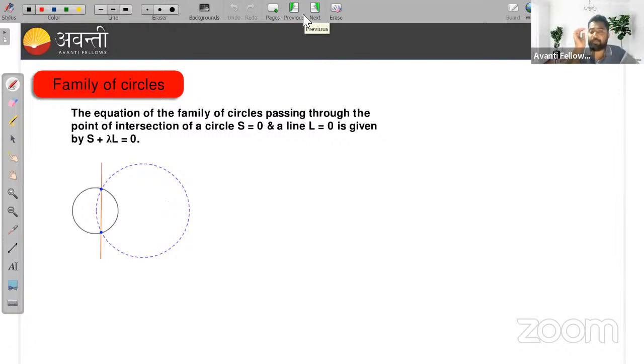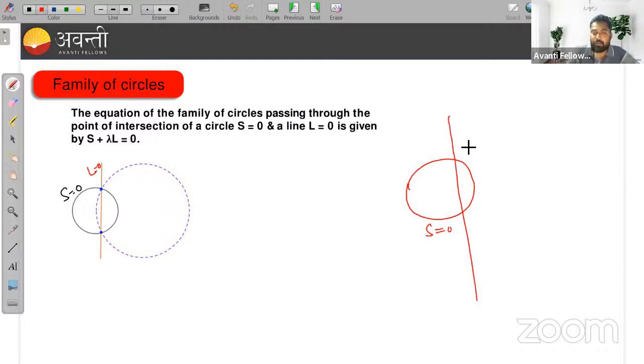The equation of a family of circles passing through the point of intersection of a circle S is equal to 0 and a line L is equal to 0. That is, if you have a circle S is equal to 0, and a line L is equal to 0 intersecting the circle, then the equation of the family of circles will be S plus lambda L is equal to 0. That means those circles pass through these 2 points.